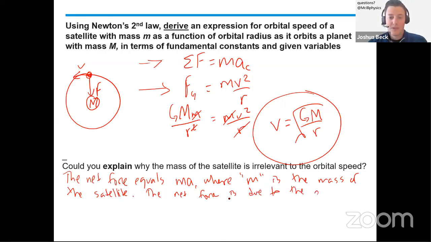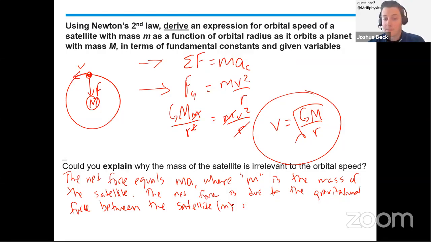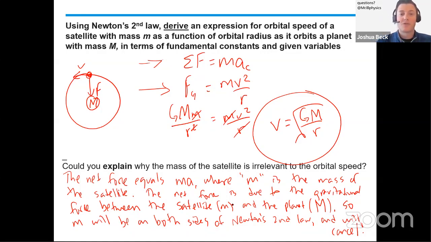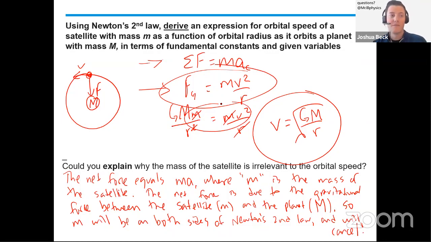So that means that the net force, which is due to the gravitational force between which two things? Between the satellite, little m, and the planet, which was big M. So once I get this set up, m will be on both sides of Newton's second law. And it can cancel. So little m will be on both sides of Newton's second law and will cancel. I've basically just described this part of my derivation and then this part where I canceled them out. And there, I've just explained why the mass of the satellite is irrelevant. Okay.